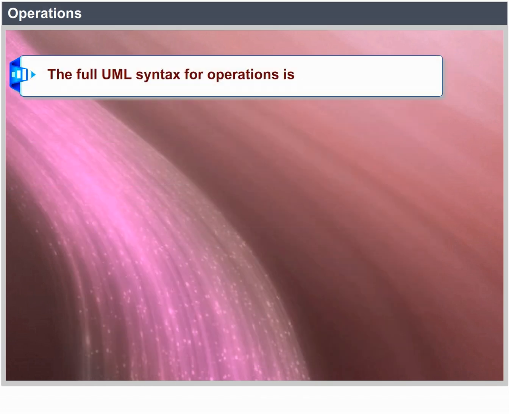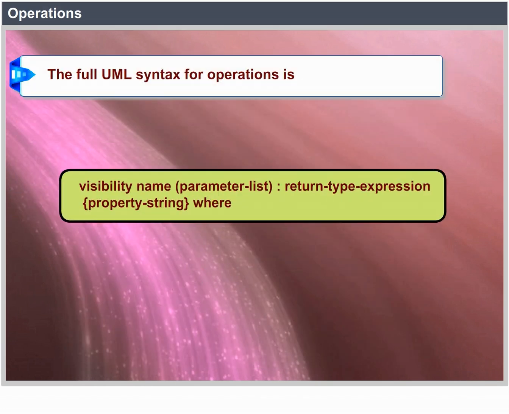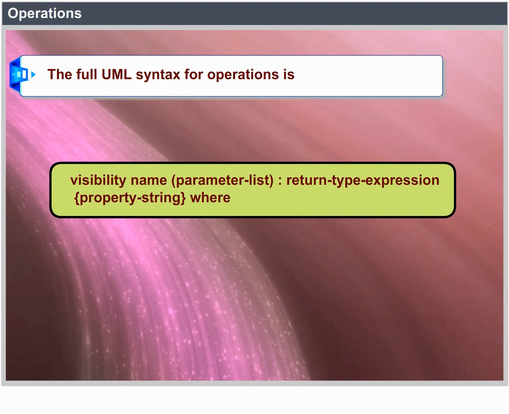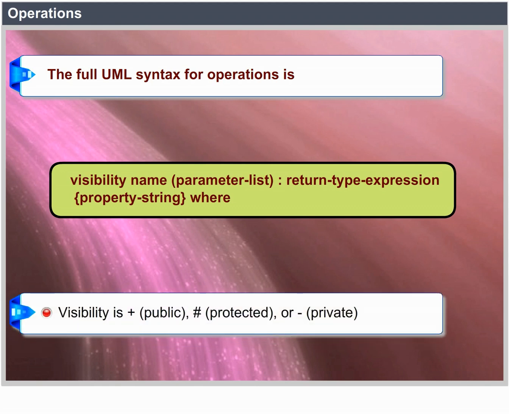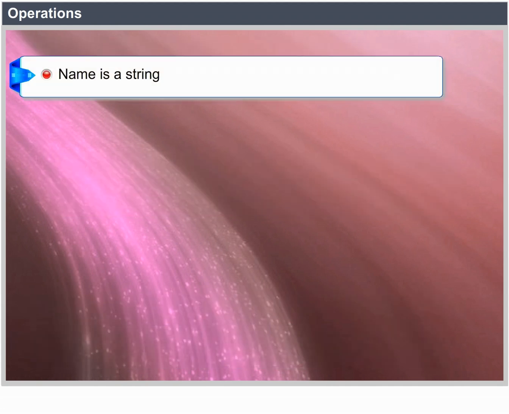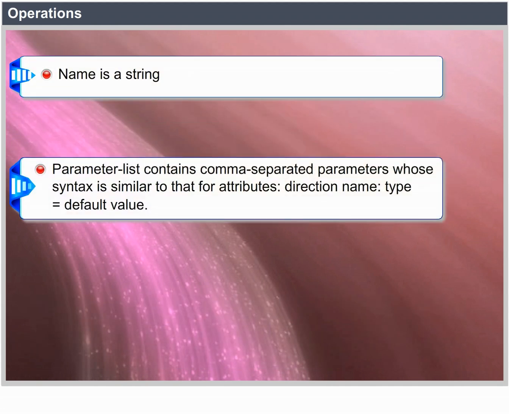The full UML syntax for operation is visibility name of parameter list return type expression open bracket property string bracket closed, where visibility is plus public, comma, hash protected, comma, or hyphen private. Name is a string. Parameter list contains comma separated parameters whose syntax is similar to that for attributes.